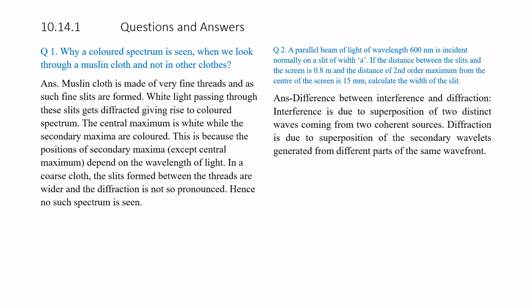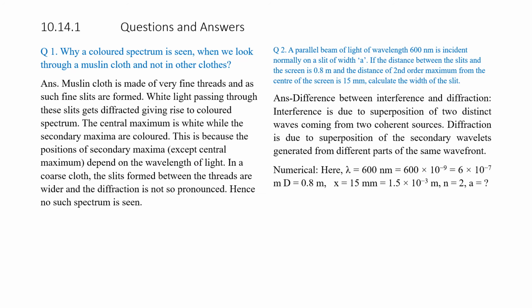Difference between interference and diffraction. Interference is due to superposition of two distinct waves coming from two coherent sources. Diffraction is due to superposition of secondary wavelets generated from different parts of the same wavefront.